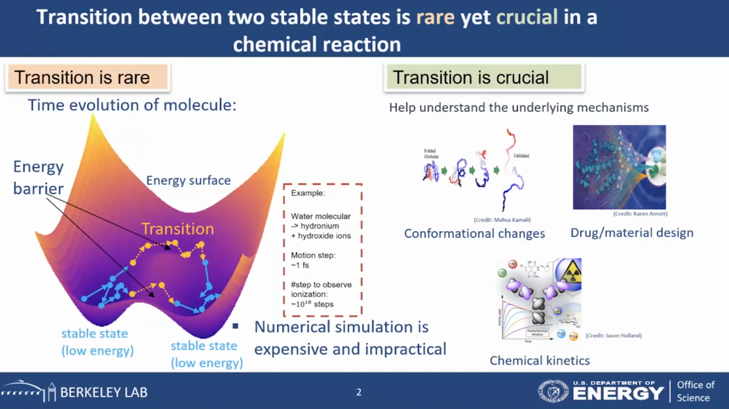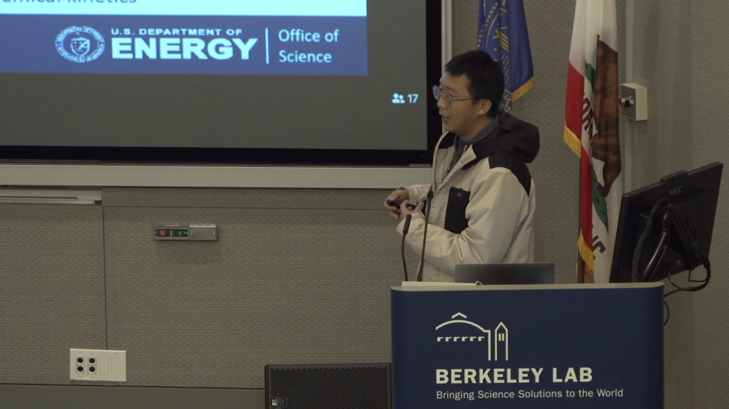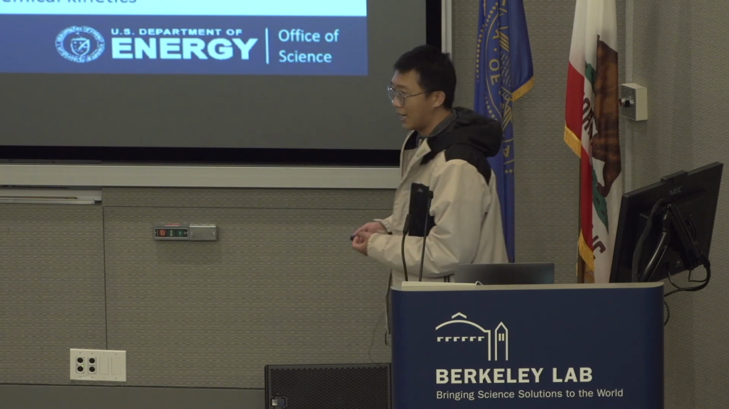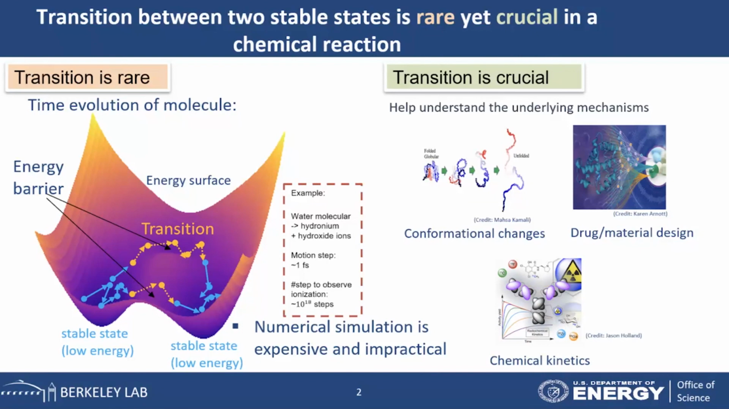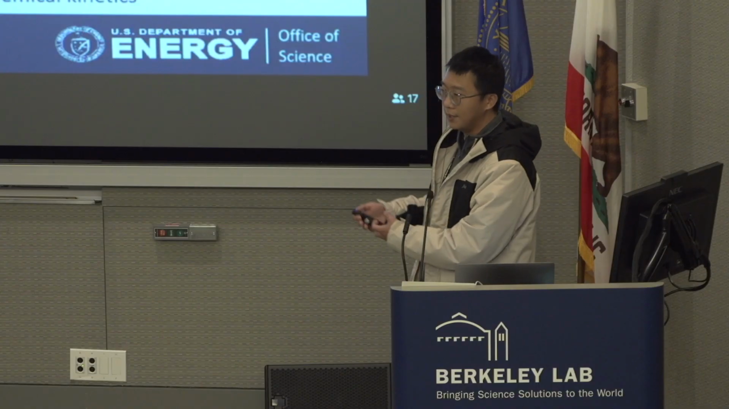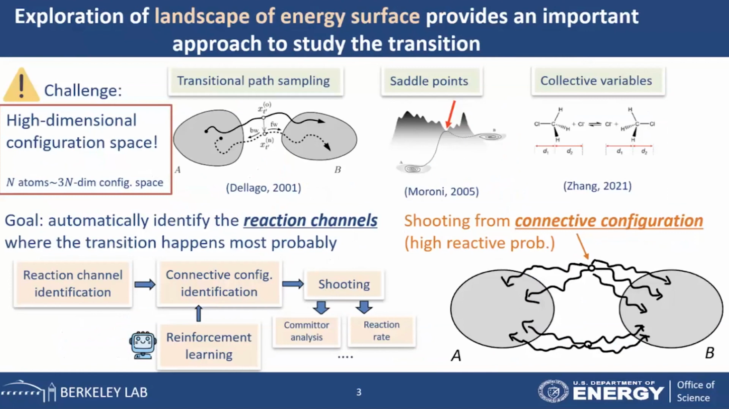Despite this, studying the transition provides invaluable insight into the mechanism of the reaction. And we can have a wide range of applications in fields such as biochemistry, material science, and chemical engineering. By better understanding the mechanism of this reaction, we can make strides in areas such as understanding the conformation change in large molecules, studying the chemical kinetics in complex systems, and also designing new drugs and materials.